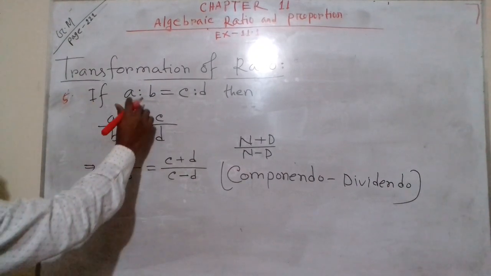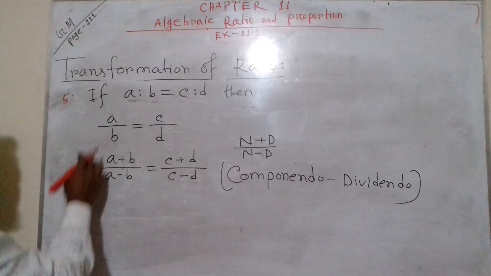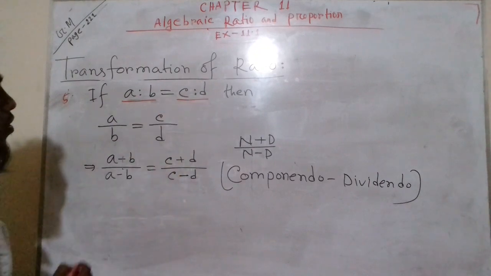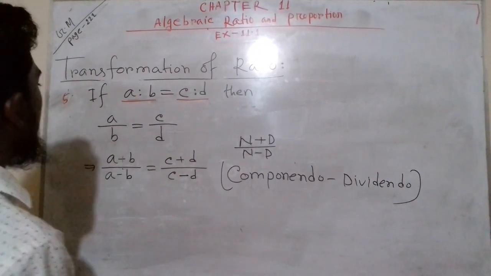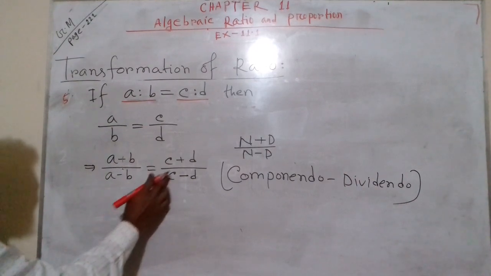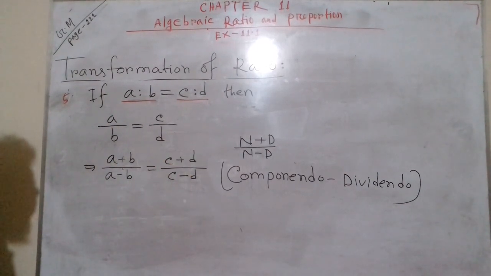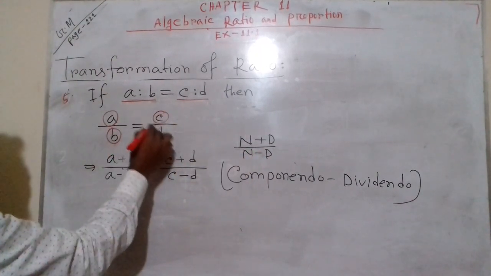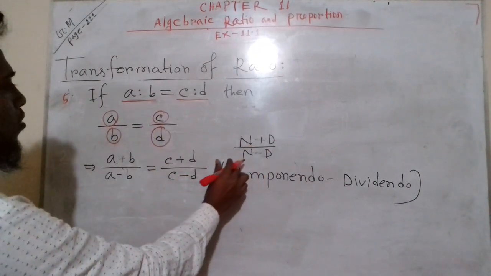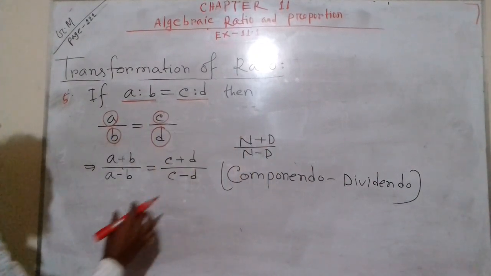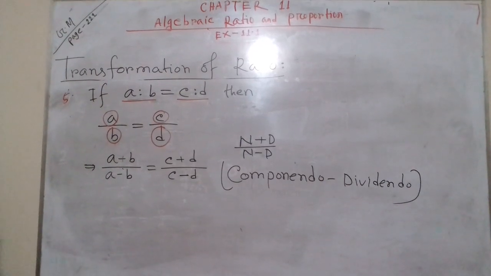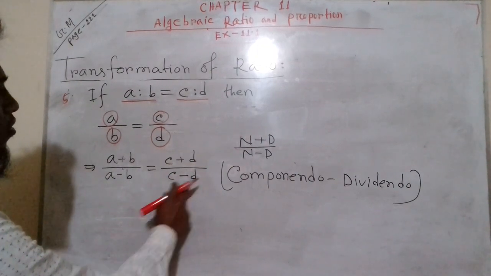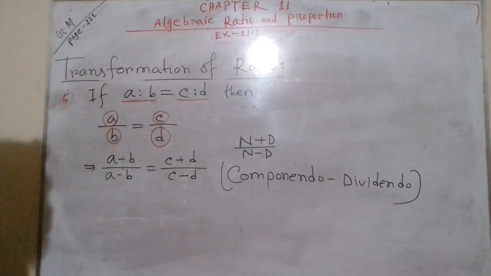Number 5: if A is to B equal to C is to D, then we can write A by B equal to C by D. This ratio A is to B equal to C is to D will be componendo dividendo at a time when A plus B divided by A minus B equal to C plus D divided by C minus D. The law of componendo dividendo is: here is numerator, here is denominator, here is numerator, here is denominator. So numerator plus denominator divided by numerator minus denominator on both sides. So we can write A plus B divided by A minus B equal to C plus D divided by C minus D. It's called componendo and dividendo at a time.